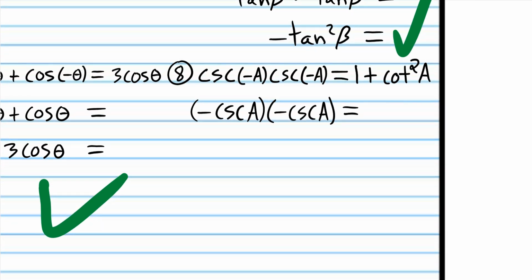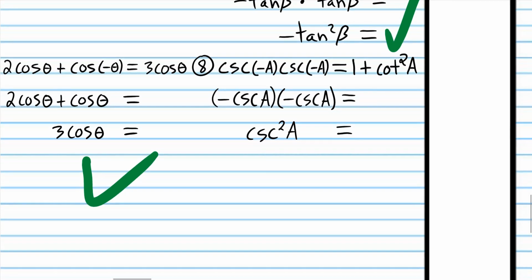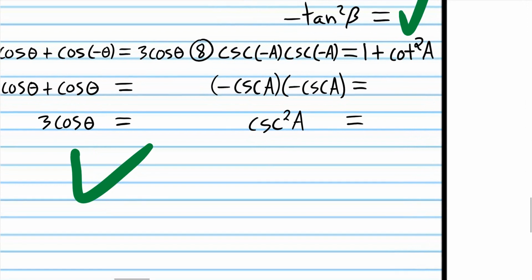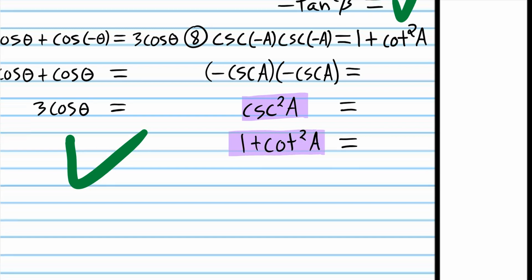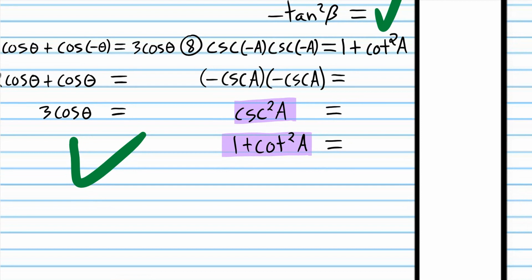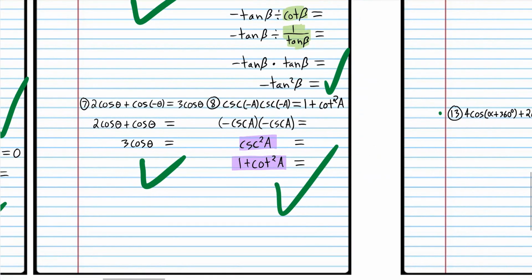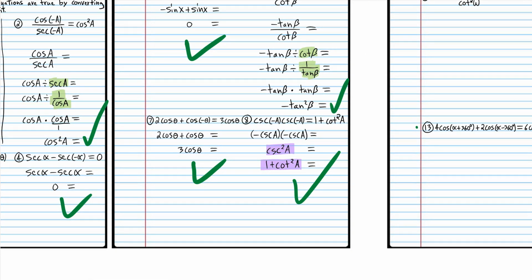And a negative times a negative is a positive. And cosecant A times cosecant A is cosecant squared A. So if you look at your Pythagorean identities, you know that cosecant squared A is equal to 1 plus cotangent squared A. If you forgot that Pythagorean identity, that's okay. Remember, that's one of the 3 Pythagorean identities that we learned. So sorry if that last problem was kind of a curveball.